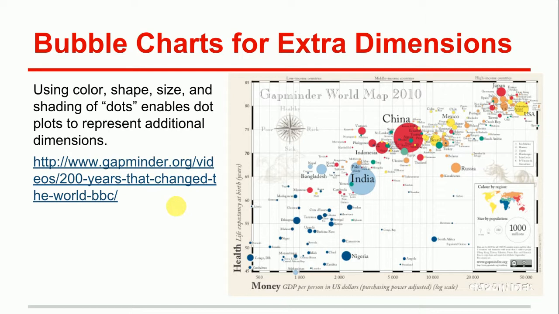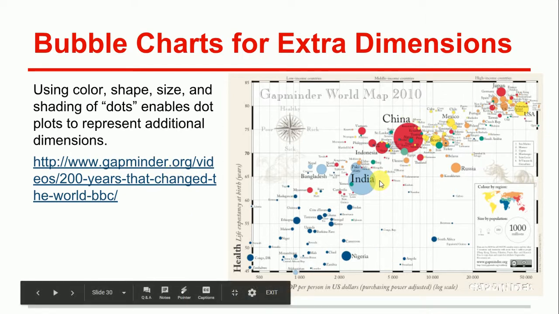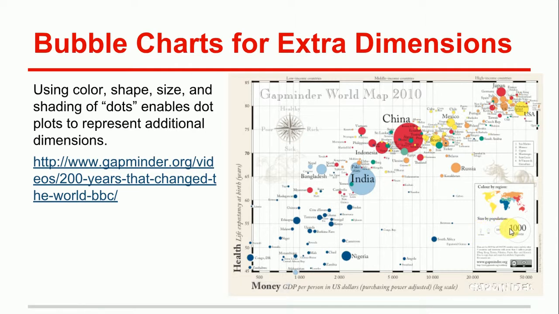Here's another example where he's used a third dimension. Every point is a point along the x and y axis, but the third dimension is the size of the point, where the size of the point is in relation to the population. Obviously, China and India have the largest population, therefore their circle is the largest. I'm from Pakistan, so you can see Pakistan close by here.